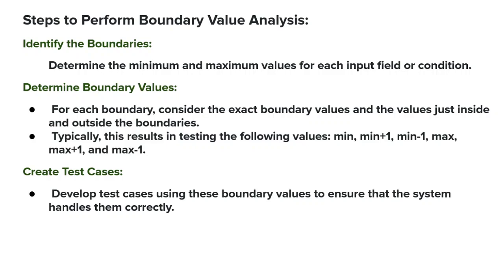What are the steps to perform boundary value analysis? The first step is to identify the boundaries. We have to determine the minimum and maximum values for each input field or condition. After identifying the boundaries, we have to consider the boundary values. There are three types of boundary values. One is present exactly at the boundary. Let's say the range is from 1 to 100. Then 1 and 100 are the exact boundary values.